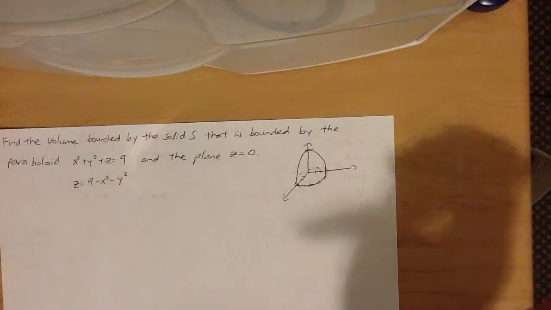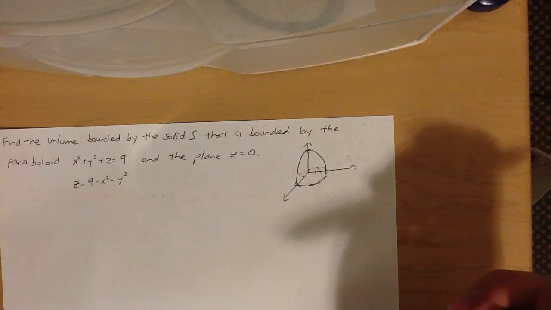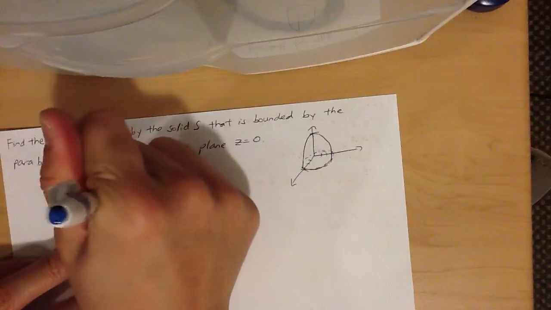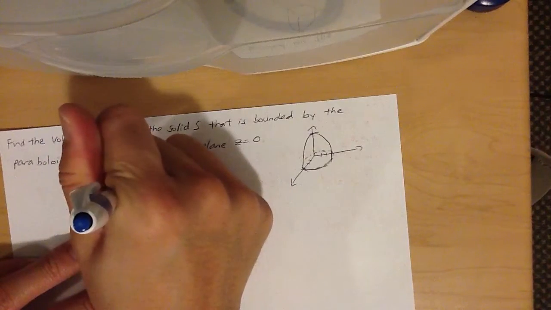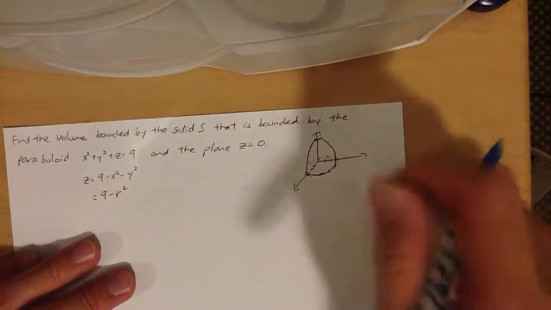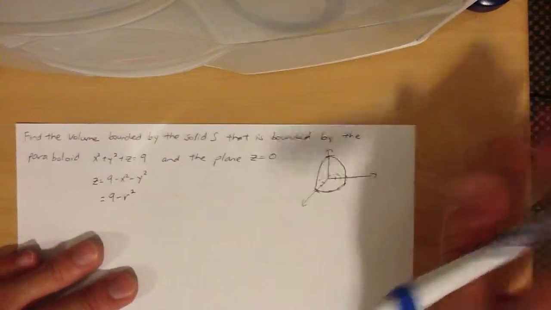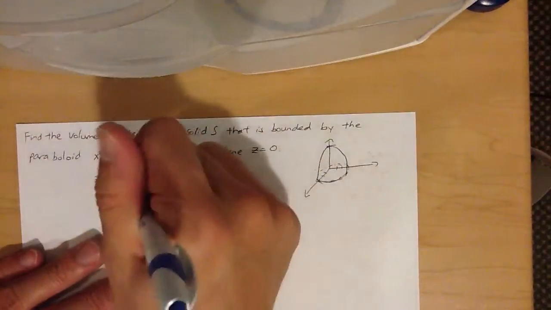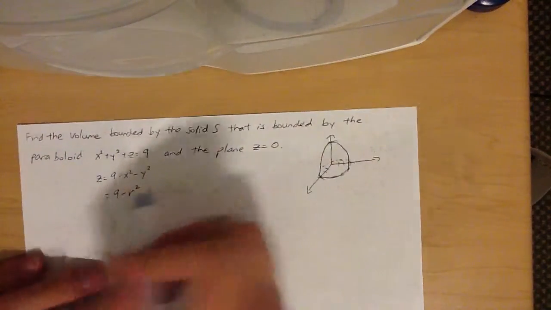We could do cylindrical coordinates. So this would be equal to 9 minus r squared. Or it's polar coordinates, I don't remember right now. It's pretty much the same. Polar coordinates is xy, cylindrical coordinates is xyz. So here we could change z to 9 minus r squared.